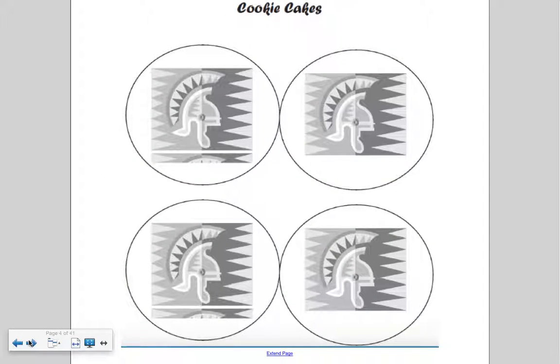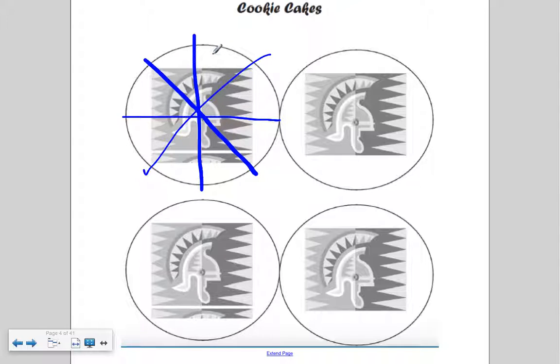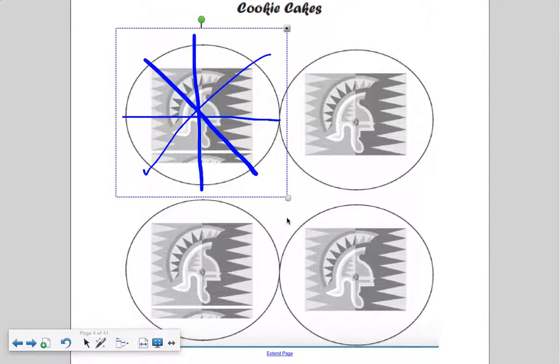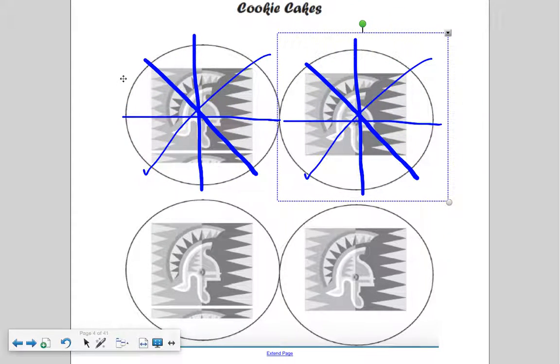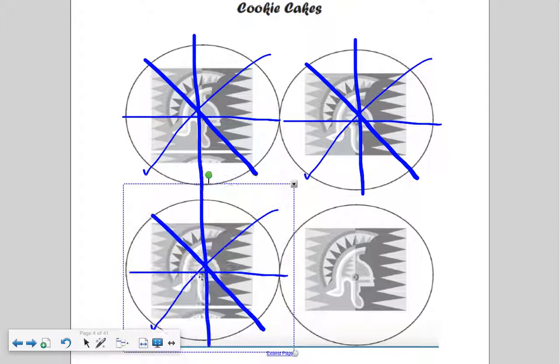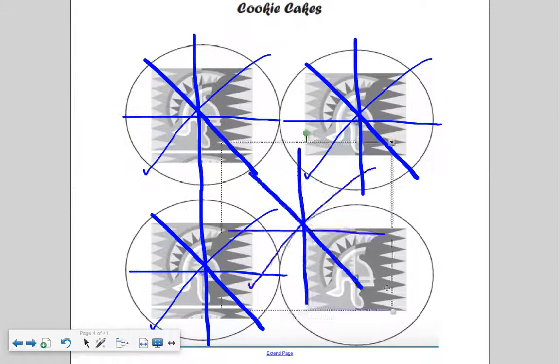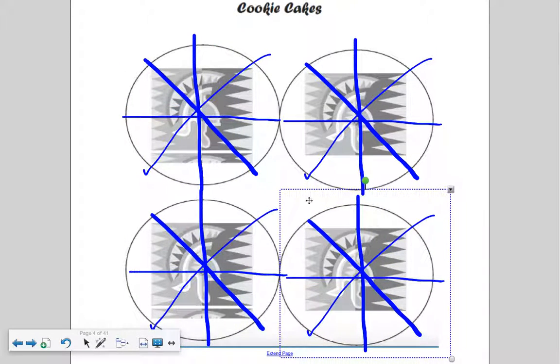So here are the cookie cakes. They divide it into 8s because each person gets 1/8 of a cookie. I'm just going to copy, paste. They cut this into 8s. They cut this into 8s. And they cut this cookie into 8s.